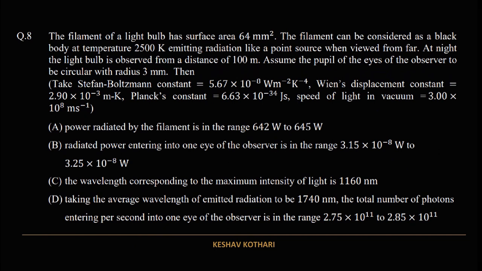So the problem is stating that the light bulb can be treated as a black body. So if we are treating the light bulb as a black body, I write the formula P is equal to E A sigma T to the power 4. Now the emissivity for the black body is equal to 1. The area is 64 millimeter square, which we write as 64 into 10 to the power minus 6 in meter square. The value of sigma is equal to 5.67 into 10 to the power minus 8. And the value of temperature in Kelvin is provided as 2500 to the power 4.